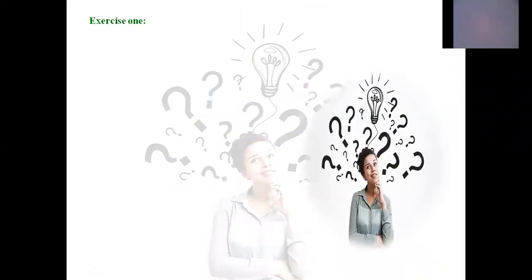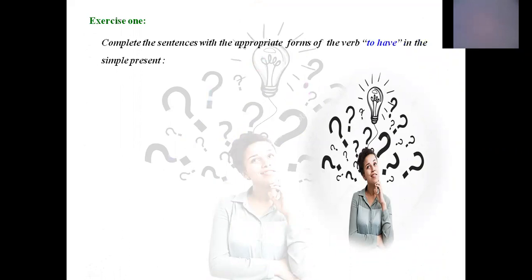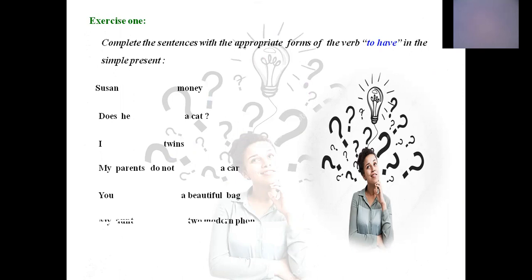Starting with the first one, read the first exercise. Here we need to complete the sentences with the appropriate forms of the verb to have in the simple present. So this exercise is about the simple present of the verb to have. Here we have several statements, or several sentences. Let's start with the first one.